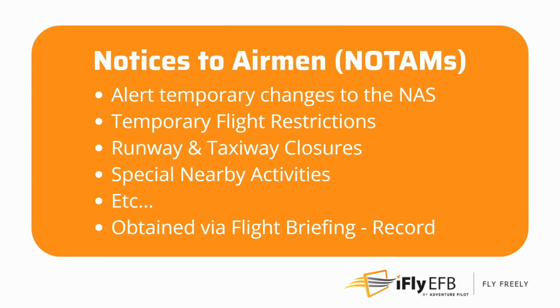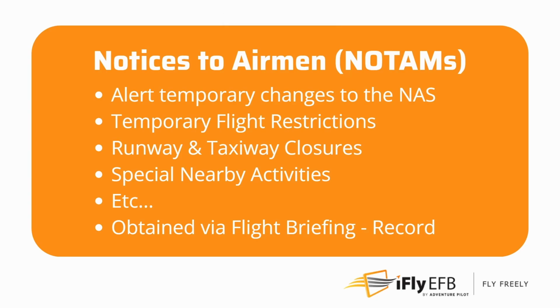For example, a few are temporary flight restrictions. A really common one is VIP movement if you have the president coming into your airport. Runway and taxiway closures at your airport will be noted by this. And then any special nearby activities, sometimes they do parachute operations, drone operations, which are now called DRODMs, and a lot more. To receive NOTAMs for a flight, you'll need a flight briefing.